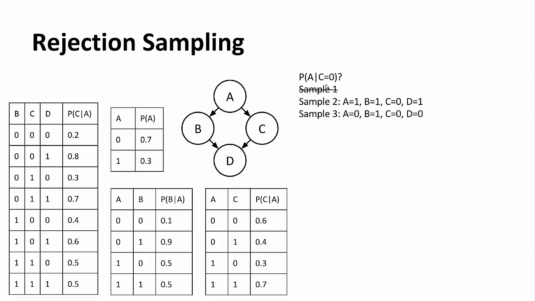So ideally, what we'd like to have is we just generate all these samples, and none of them get rejected, and none of the work that we do is wasted. Okay? So that's kind of the idea behind likelihood weighting.